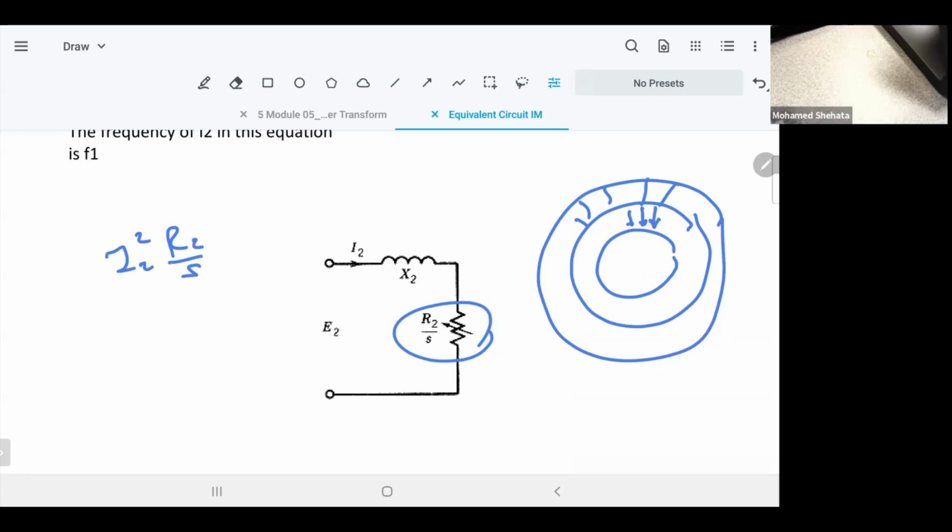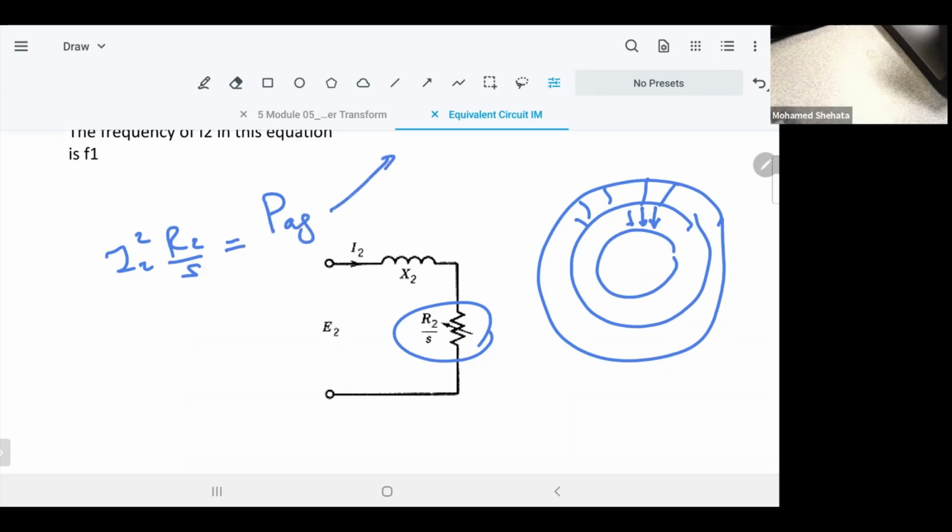The stator is looking at everything going to the rotor. The rotor is looking for what is consumed. No, I'm giving you power. That's R2 over S. And the power that will be, we call it the air gap power. So I2 squared times R2 over S will be equal to the power in the air gap going to the rotor itself.